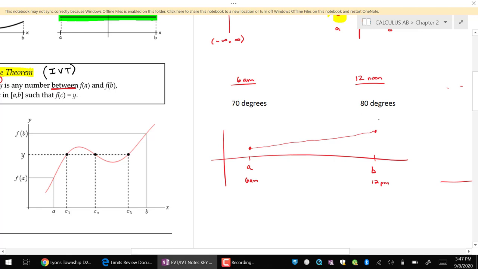But as soon as I go to 81 degrees, now I'm no longer in between the two function outputs. And so the IVT doesn't necessarily guarantee my conclusion. It's possible that the temperature hit 81 degrees, but it's not guaranteed. So that's this idea about betweenness and continuity.